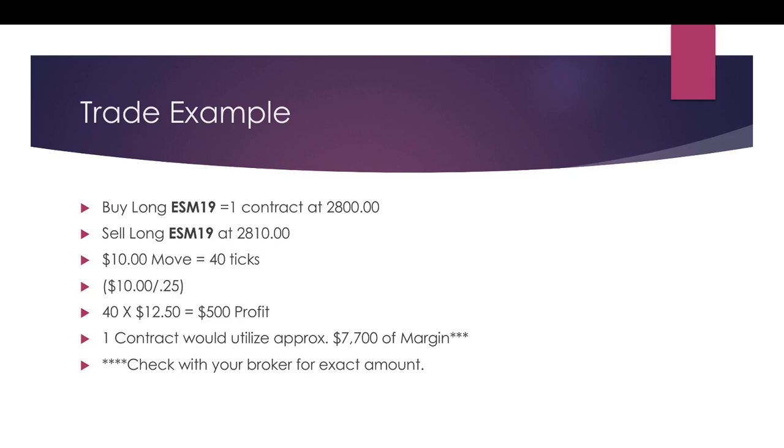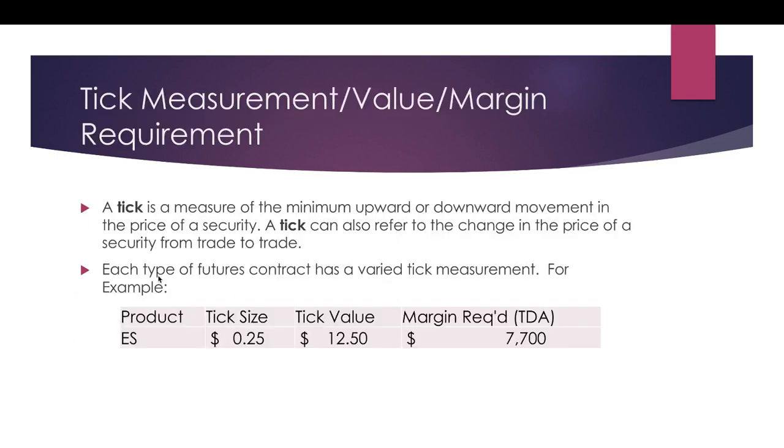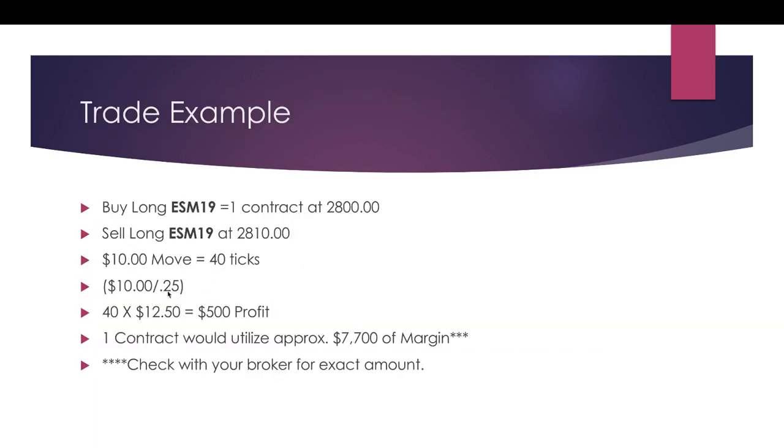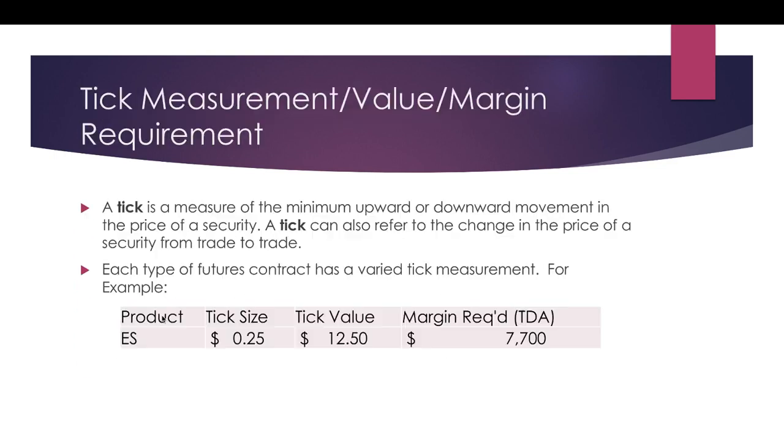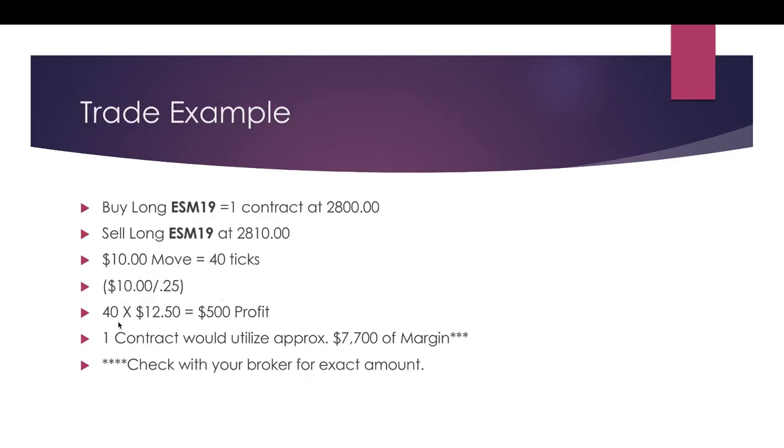How did we get that? A tick measurement in ES is 25 cents. So that's here. Tick size. Tick size is 25 cents. 40 ticks times $12.50. $12.50 is our tick value. So 40 ticks times $12.50, our tick value, gives us $500 profit on one contract.